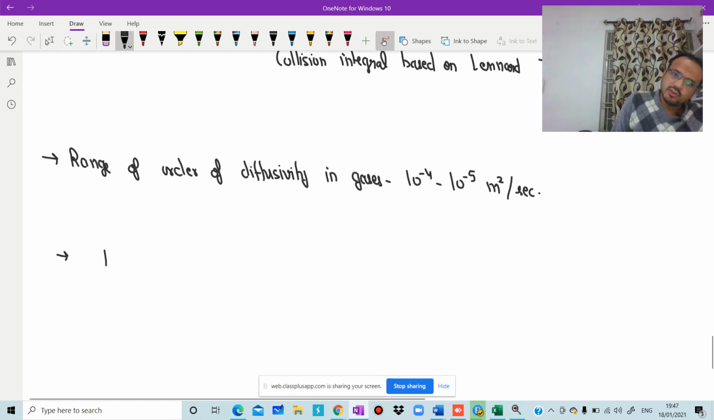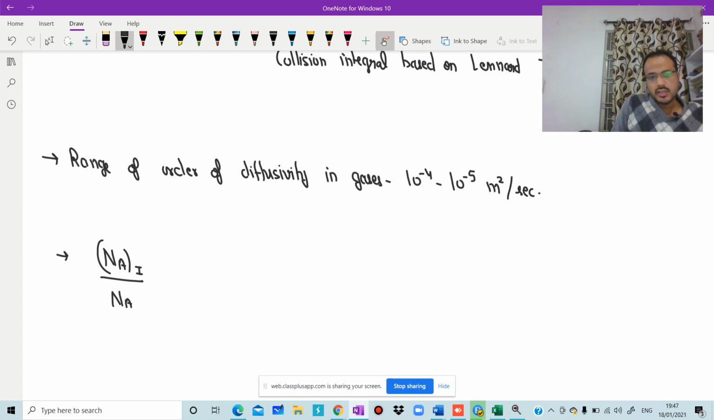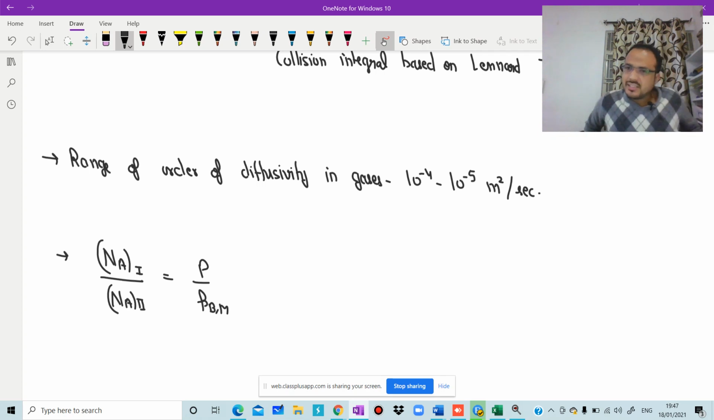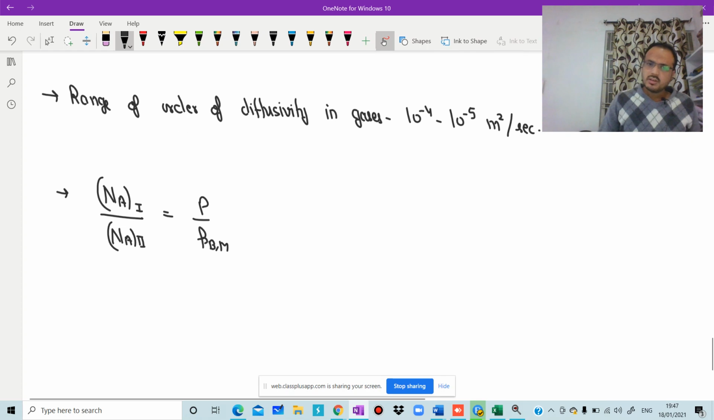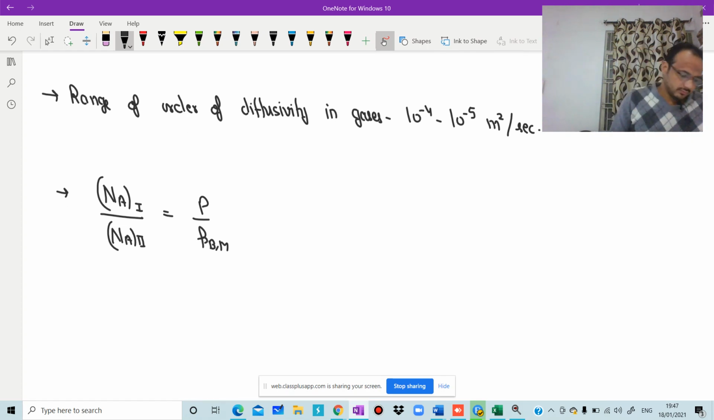If we want to take the ratio of both the cases, NA for steady state diffusion of A through non-diffusive B divided by equimolar counter current diffusion, so you need to calculate P by PBM. In GATE 2016, they asked a 2 marks question from this, and I hope the answer of that question was 1.08 as far as I remember. So if you know this concept, then you need to remember only this one.